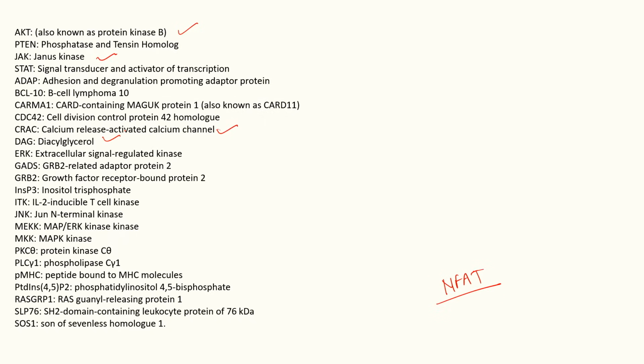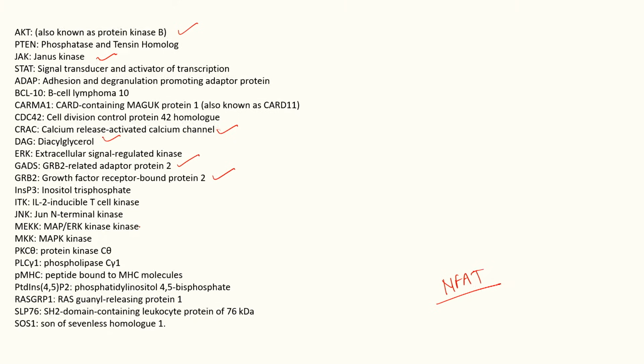Diacylglycerol we have discussed in B cell activation as well. The GADS is GRB2-related adaptor protein 2, and GRB2 is the growth factor receptor-bound protein 2. These are all proteins present in the ITAM region just to make more adaptation and strong signaling to the downstream activation pathway in the T cell. I will not go into detail on each and everything because the next figure can have all these proteins one way or another, so one has to understand that they play a very important role.